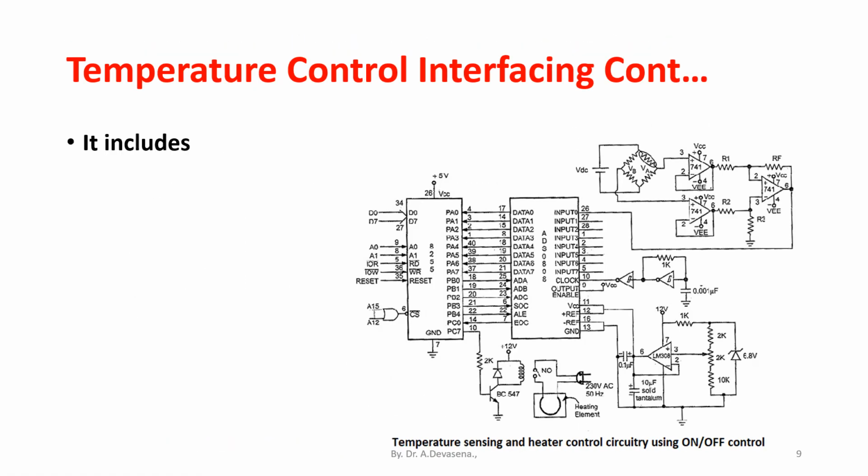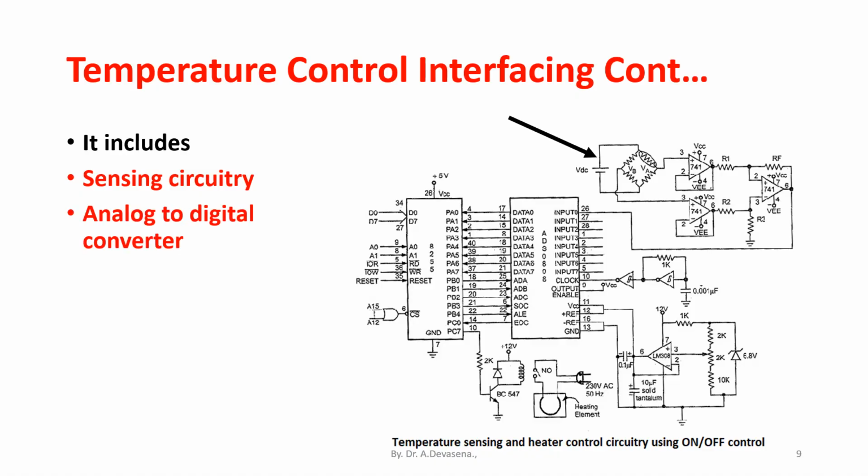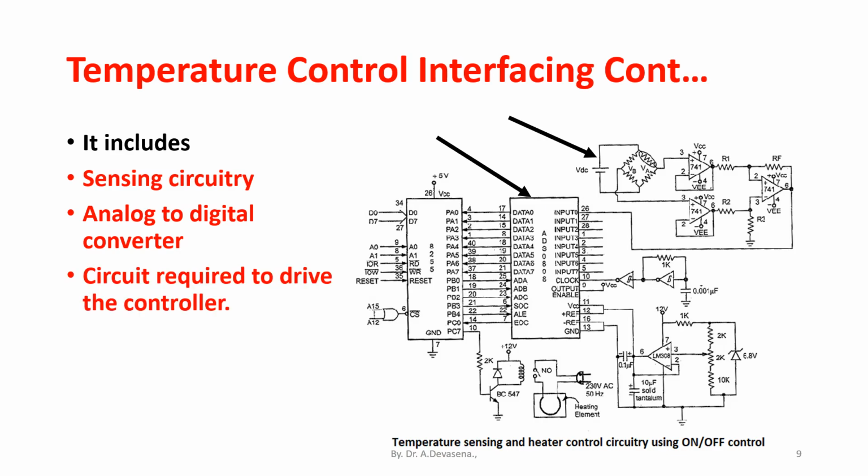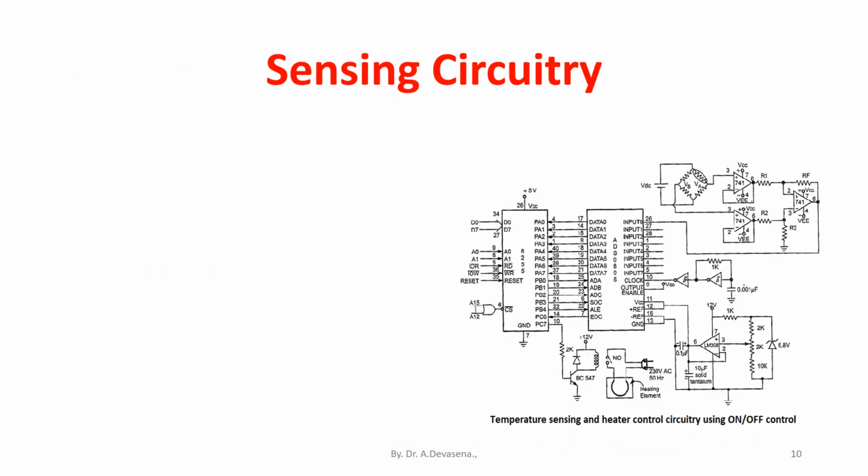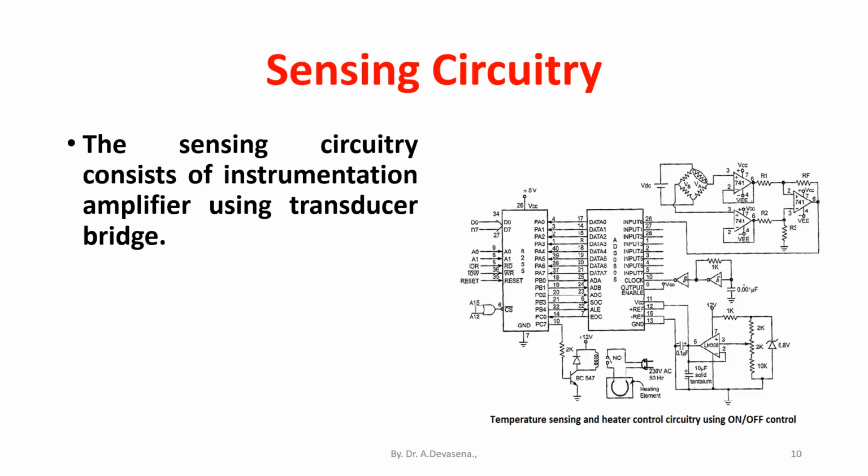It includes sensing circuitry, analog to digital converter, and circuit required to drive the controller. Sensing circuitry: the sensing circuitry consists of an instrumentation amplifier using a transducer bridge. Here is the sensing circuitry.